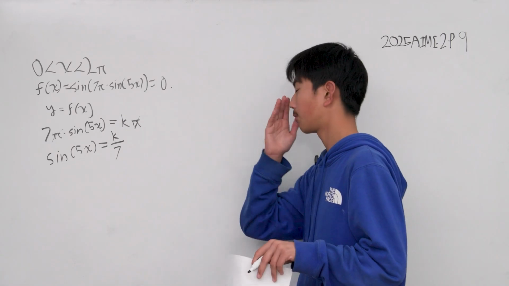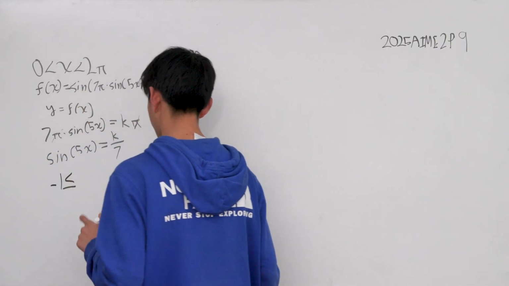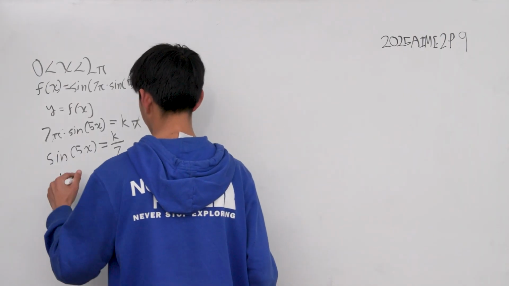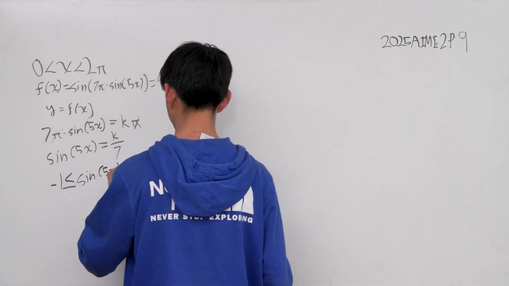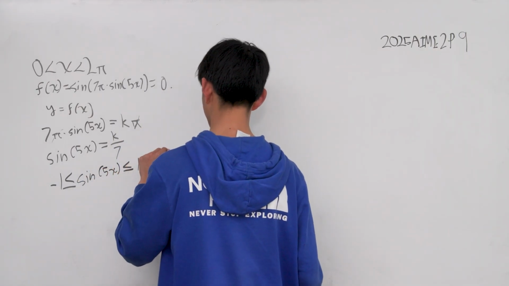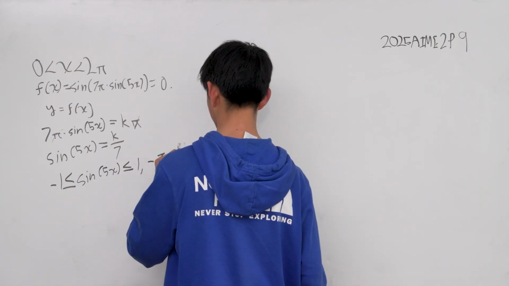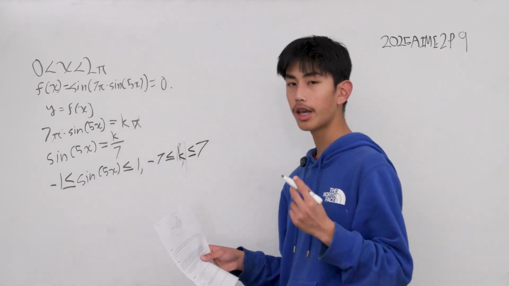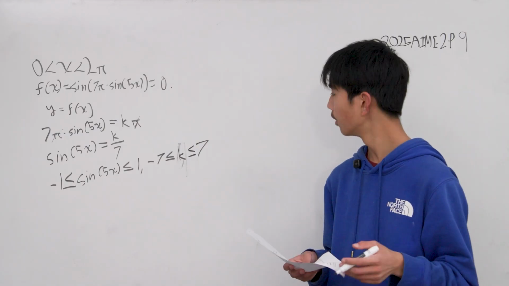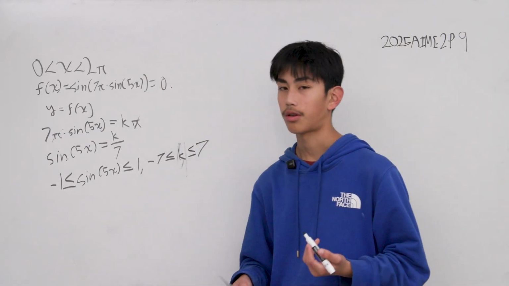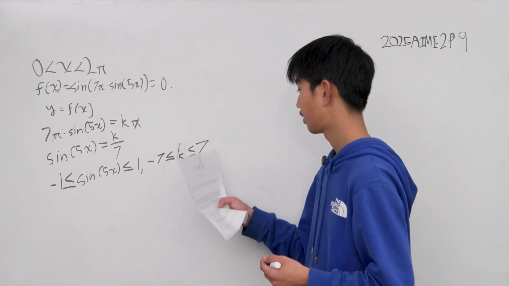Now, for the solutions: first, we see that in this case, negative 1 is less than or equal to sin(5x), which is less than or equal to 1. And we know that k is between negative 7 and positive 7. Then the number of solutions here, we can just start counting. So what we want to count is just the k's.